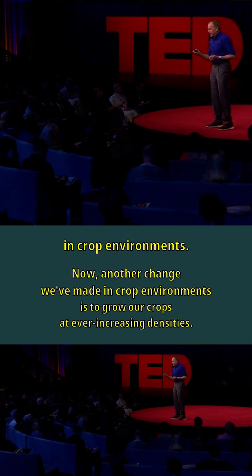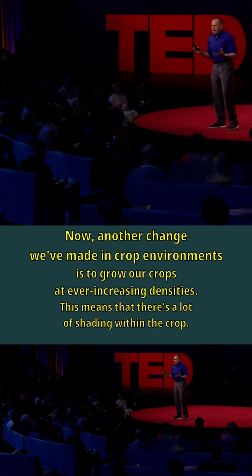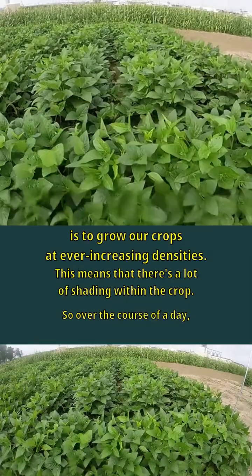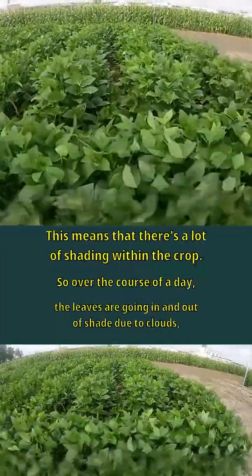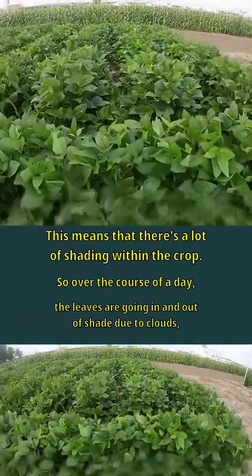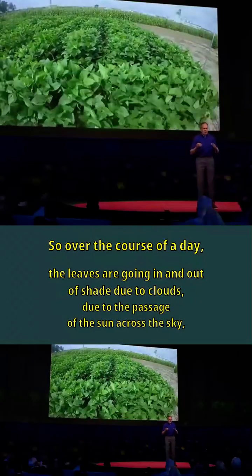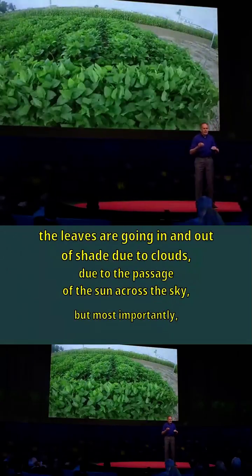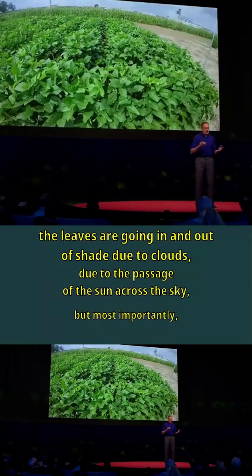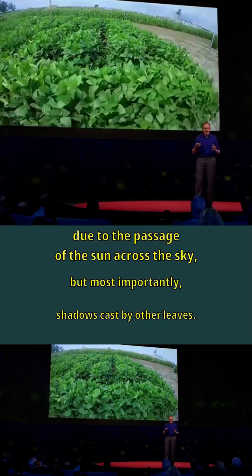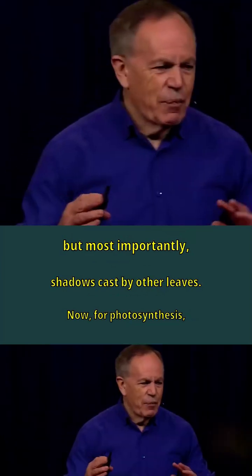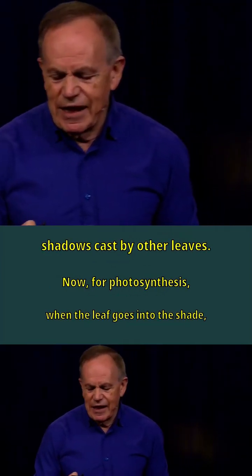So this told us that evolution has just not had time to keep pace with the changes we've made in crop environments. Now, another change we've made in crop environments is to grow our crops at ever-increasing densities. This means that there's a lot of shading within the crop. So over the course of a day, leaves are going in and out of shade due to clouds, due to the passage of the sun across the sky, but most importantly, shadows cast by other leaves.